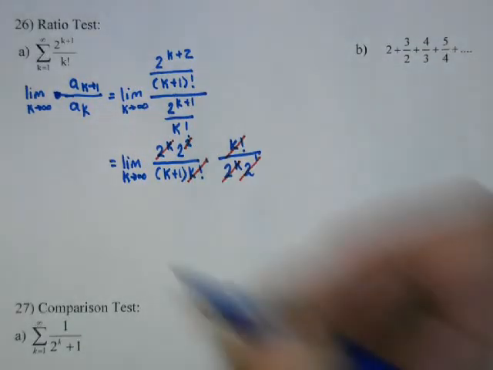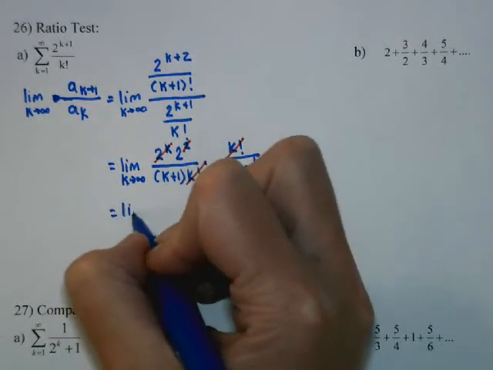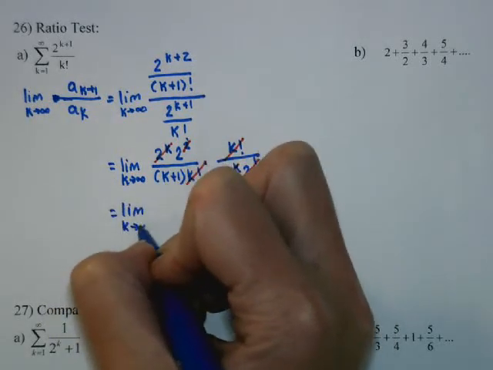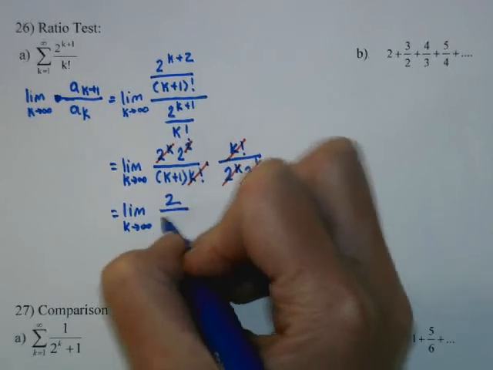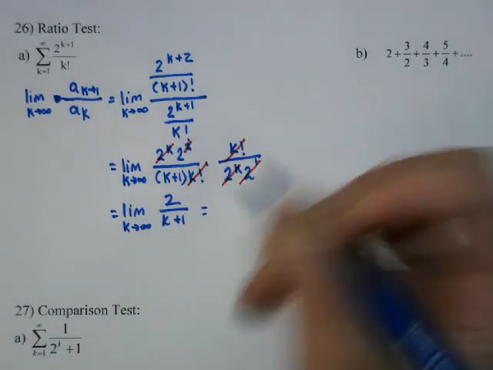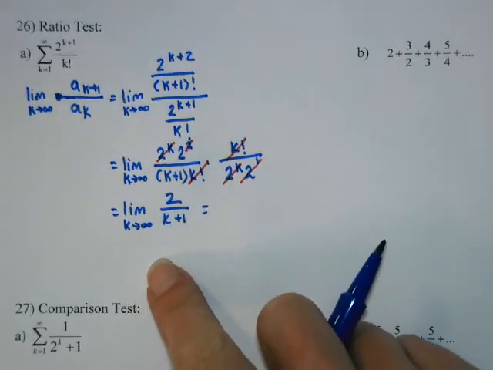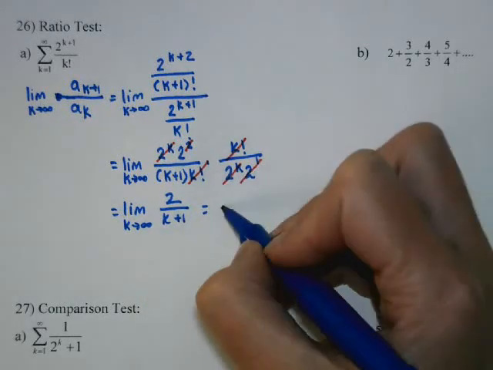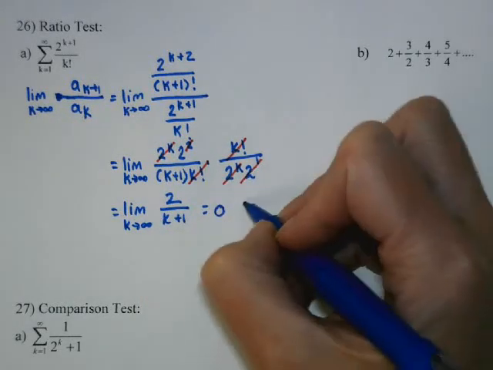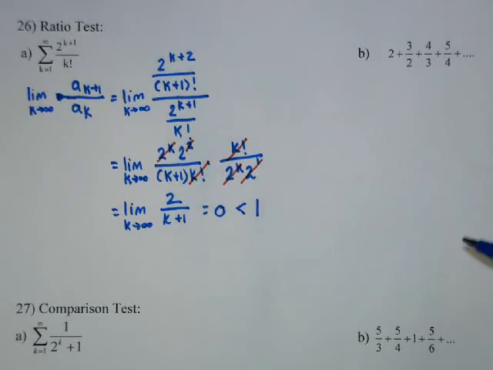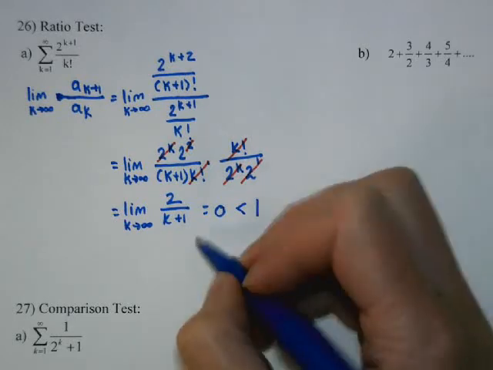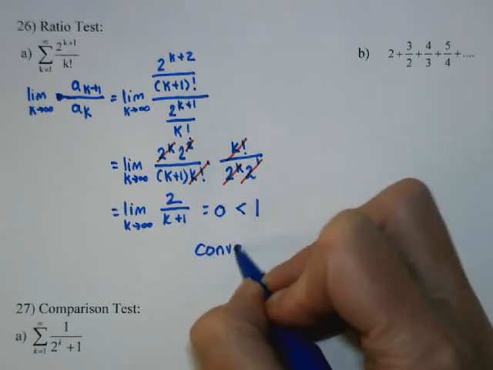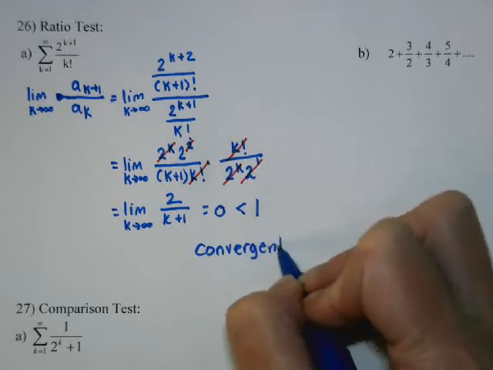So this is now the limit as k goes to infinity, we're left with 2 over k plus 1. Okay, now I've got something that we can deal with here. So this limit is 0. For the ratio test, we're comparing to 1. That is less than 1, so this one is convergent. If it's bigger than 1, then it is divergent.